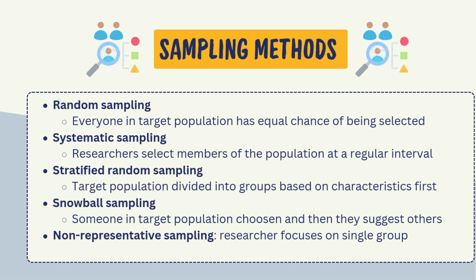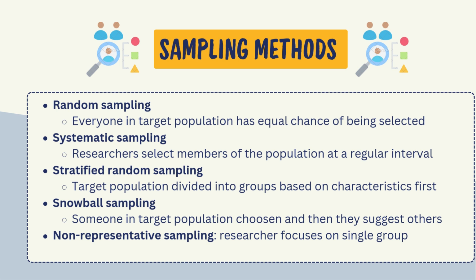So random sampling is when everyone in the target population of the research has an equal chance of being selected. It's almost like the lottery. Sometimes even names are pulled out, or sometimes computers will do it, but it's random. Everyone has a chance of being selected and an equal chance.